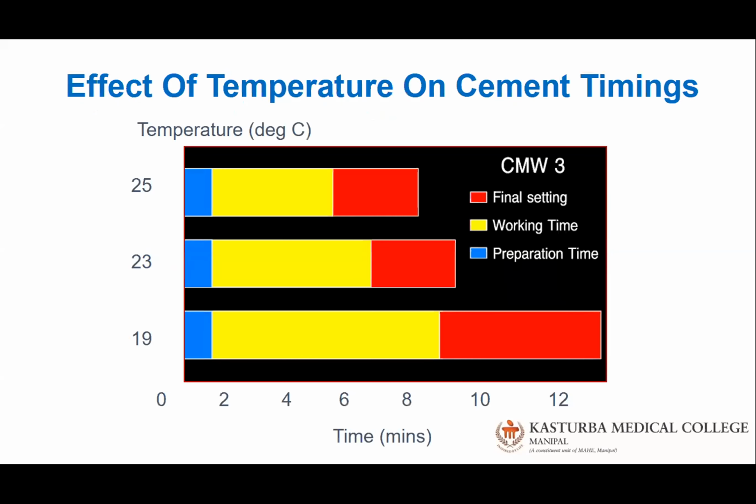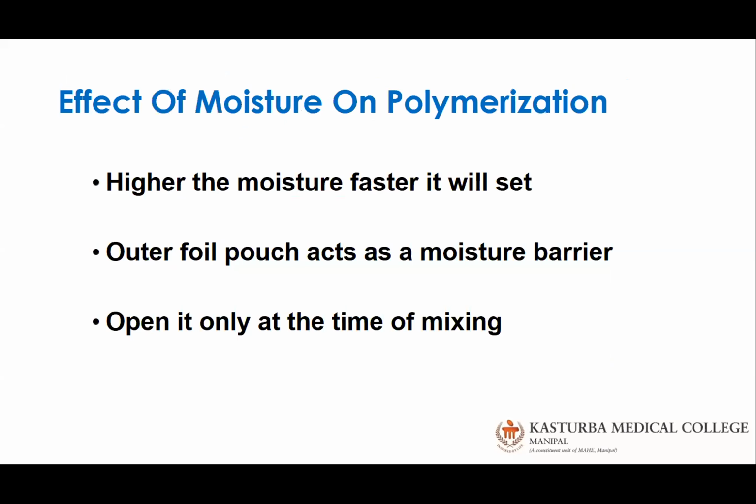Let us look at this graph, which tells you what happens if the temperature goes down. If your theater temperature is at 19 degrees, you have a good working time with the cement when it is non-sticky. So the working time goes on decreasing as the temperature goes up. So it is important to keep the temperature controlled in a theater to see to it that you have a good working time for the cement.